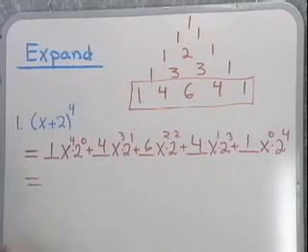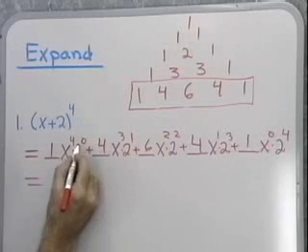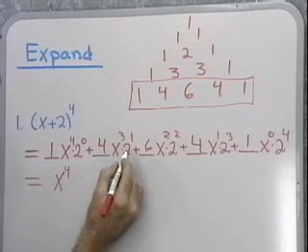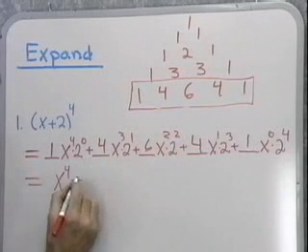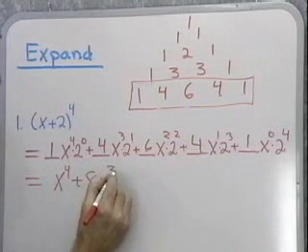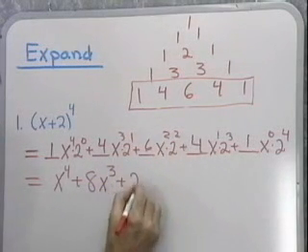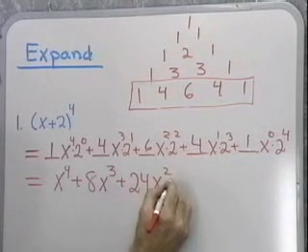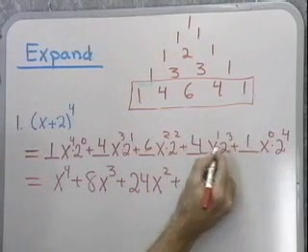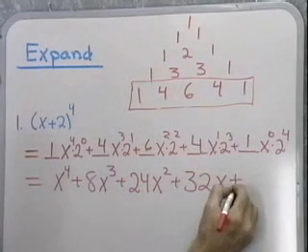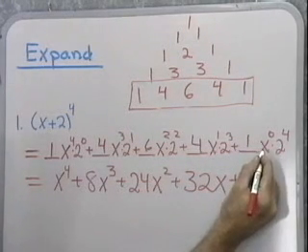Now let's actually just write it out. 2 to the 0 is 1, times x to the 4th, times 1. It's x to the 4th. 2 to the 1 is 2, times 4 is 8, x to the 3rd. 2 to the 2nd is 4, times 6 is 24, x to the 2nd. 2 to the 3rd is 8, times 4 is 32, x to the 1st, plus x to the 0 is 1.